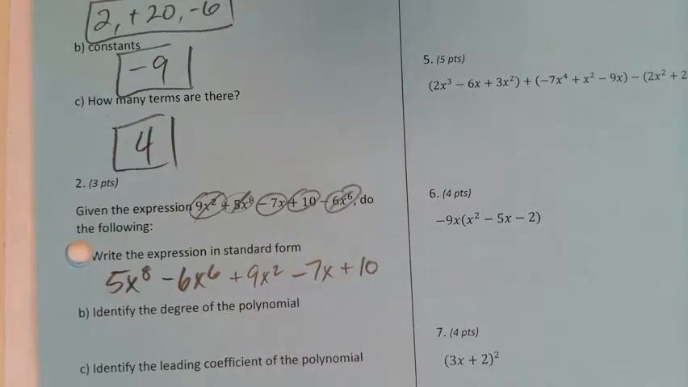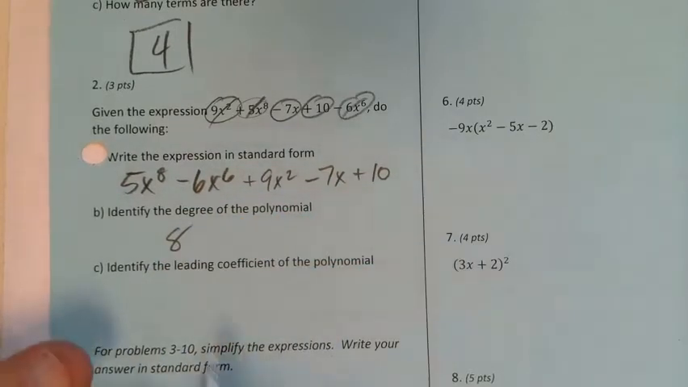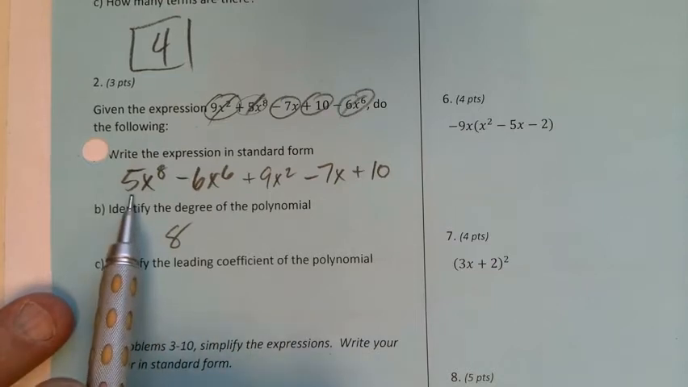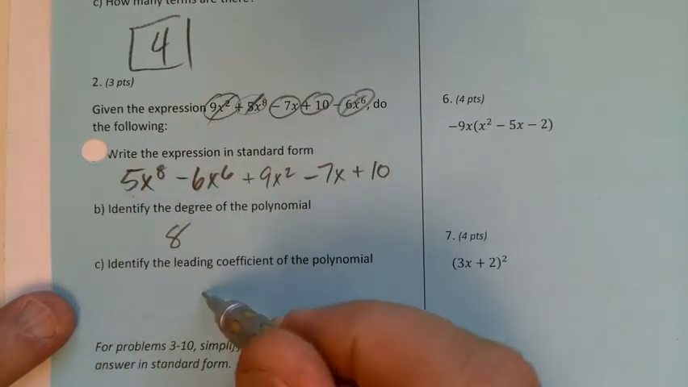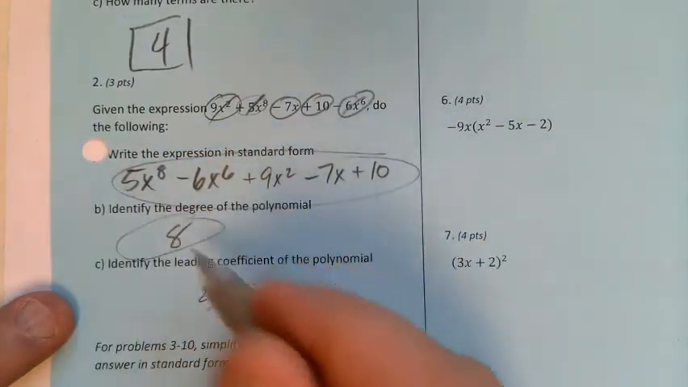The degree of that polynomial is the highest exponent. It's 8. The leading coefficient, when it is in standard form, is the number in the very front. So it's positive 5. And there's my answer.